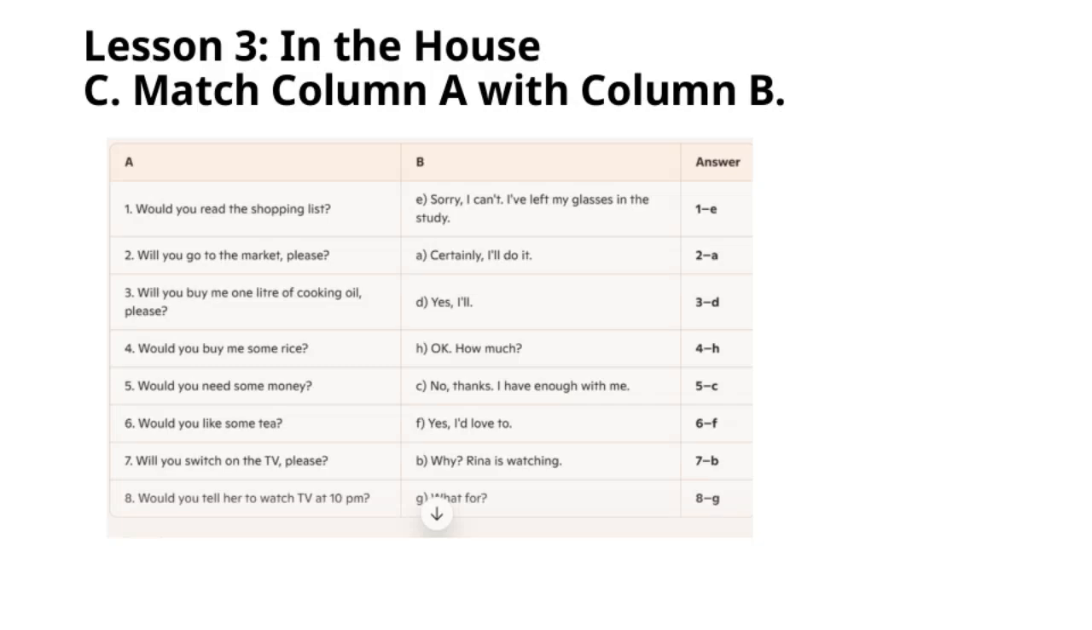Now, let's move on to Lesson 3, in the house. Here, we're focusing on matching column A with column B. This activity is designed to help us better understand various roles and functions within a household setting. As we go through, think about how these pairs relate to each other and how they connect to the overall idea of the household's organization.